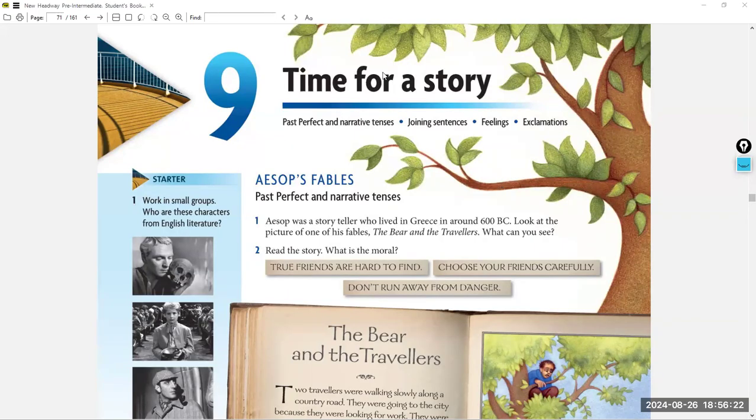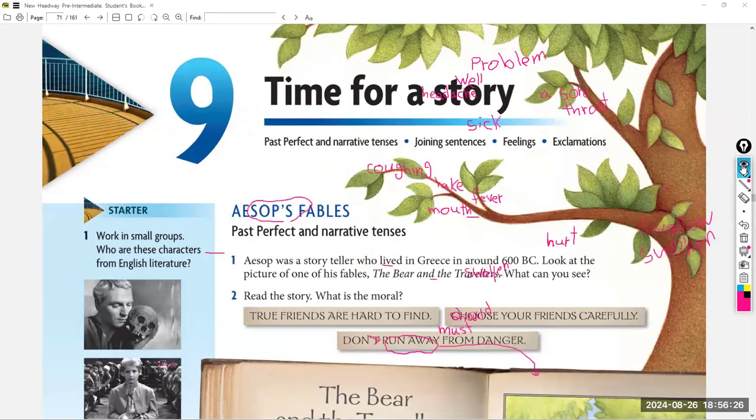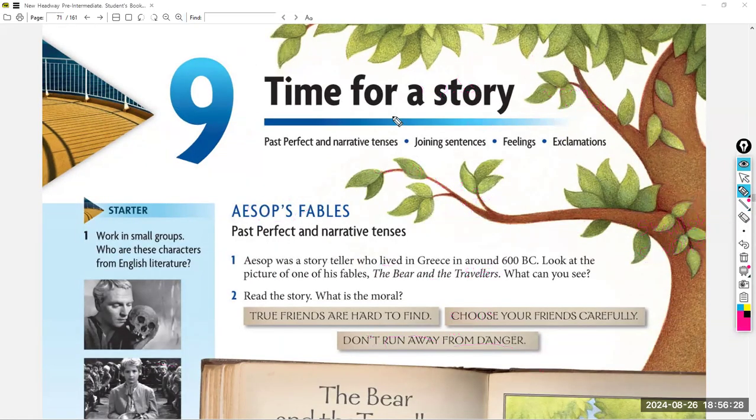Okay, I think now it's the time to start discussing Unit 9. Now, in Unit 9, we have time for telling a story. In Unit 9, we have past perfect tense. This is one of the most important tenses in the English language. And we have narrative tenses, the tenses that we have to use to narrate a story. Now, joining sentences, feelings, and finally, exclamations.